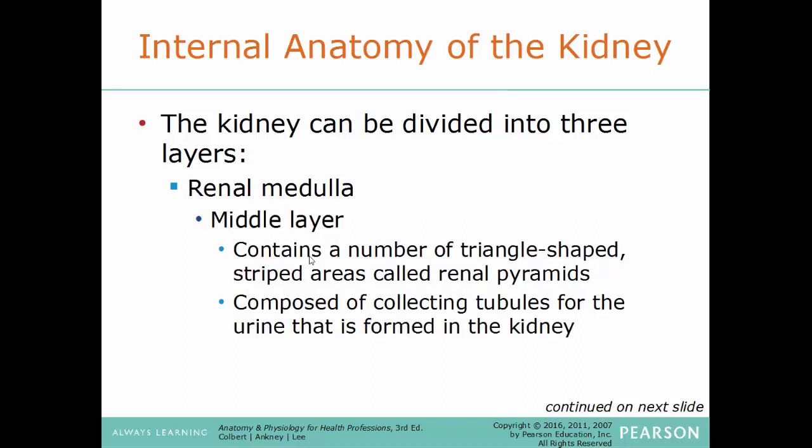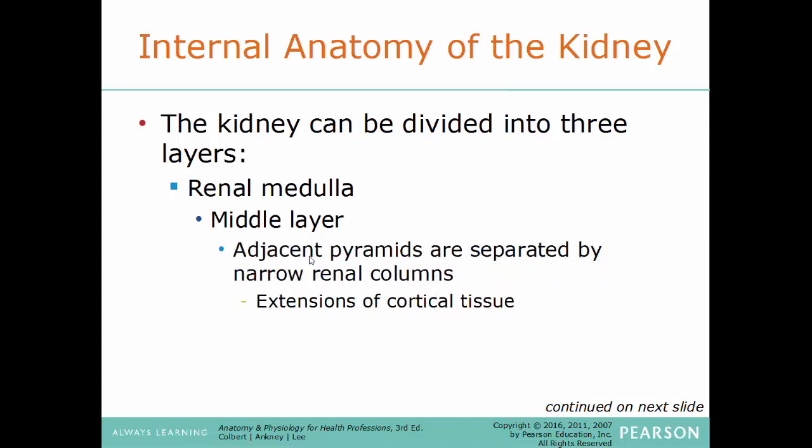Going more internally, the middle layer is the renal medulla, and here you'll have a number of triangle-shaped structures called the renal pyramids. And it's also composed of the collecting tubules for the urine that is formed in the kidney. The renal pyramids that are adjacent to each other are separated by projections of the cortex called the renal columns. So even though they dip into the renal medulla, they are still projections of the renal cortex. They are still cortical tissue.